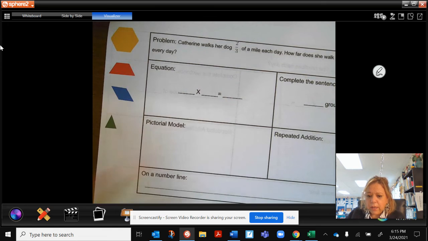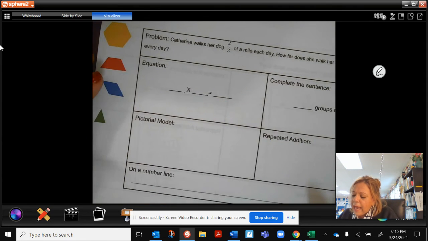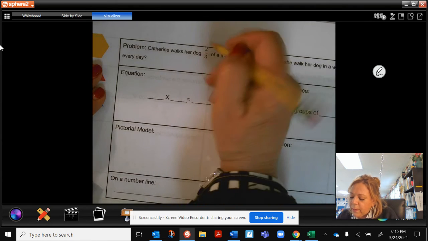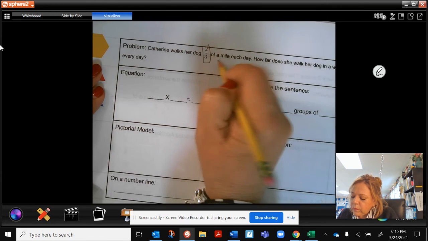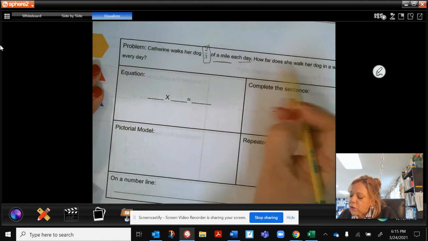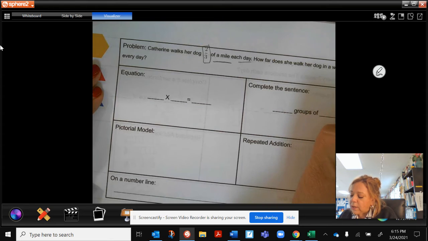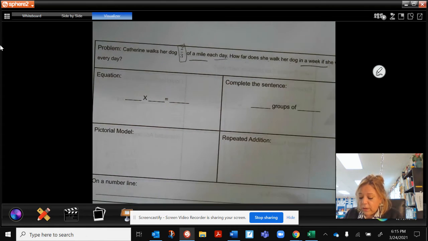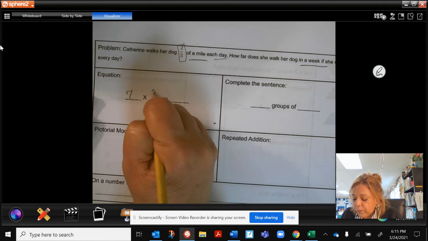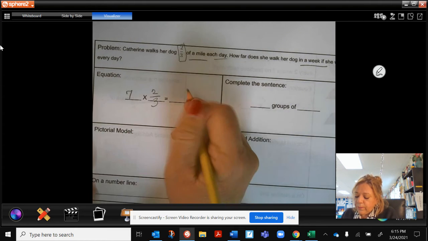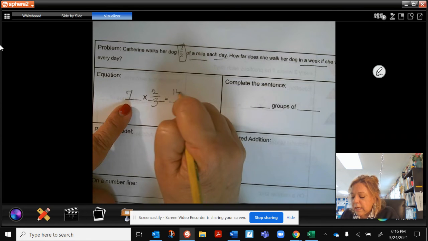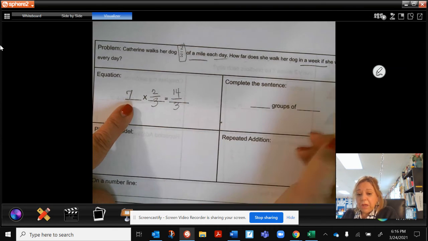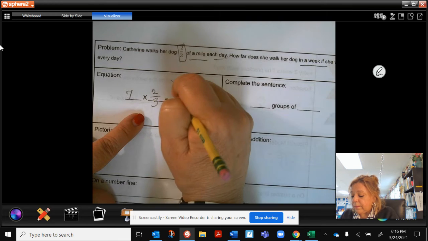And tomorrow we're going to be practicing on more of the problems. All right, Catherine walks her dog 2/3 of a mile each day. How far does she walk her dog in a week if she walks every day? All right, so it's the same kind of concept that we had today with the rainfalls that rained for a week. Very good. So it's going to be 7 times 2/3. So this is going to be 14 thirds. Improper fraction. Very good.